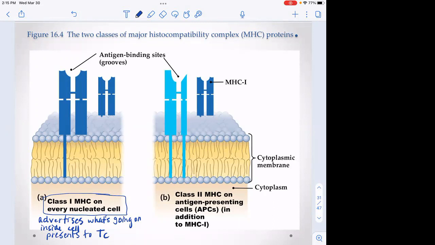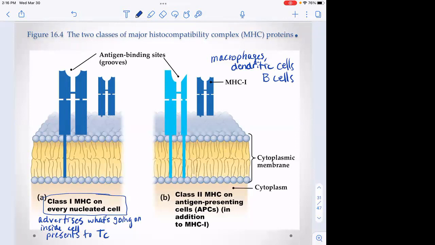Okay, MHC class 2 then are only going to be used by antigen presenting cells. So that's, remember, macrophages, dendritic cells, and actually B cells. And we'll talk about a little bit later why that is, because we haven't talked about B cells as being phagocytic, and they're not really exactly. Okay, so these antigen presenting cells, they have MHC class 1. They also have MHC class 2.